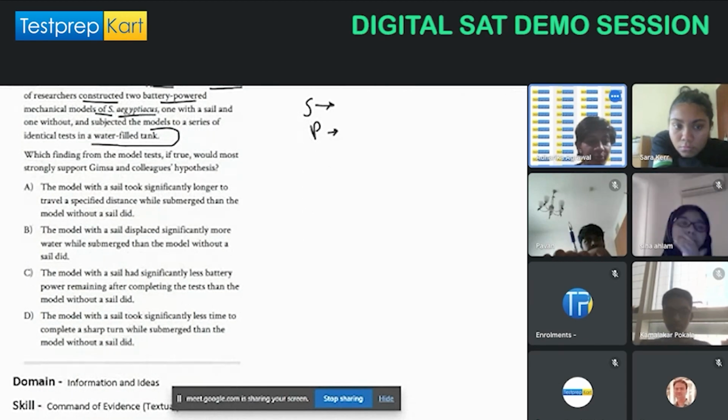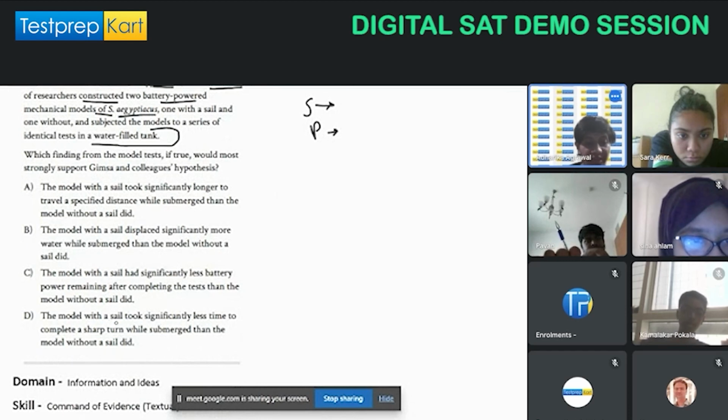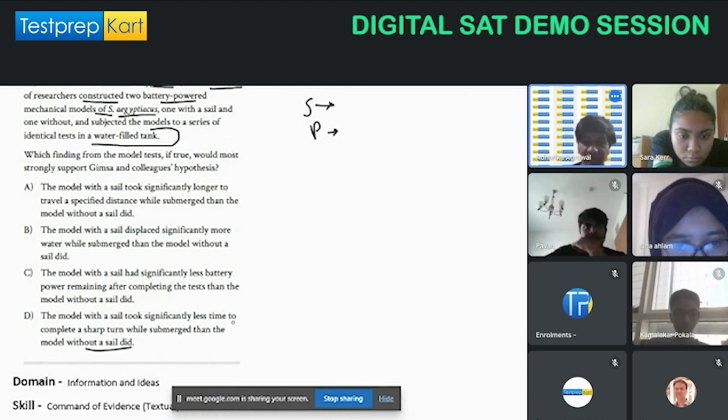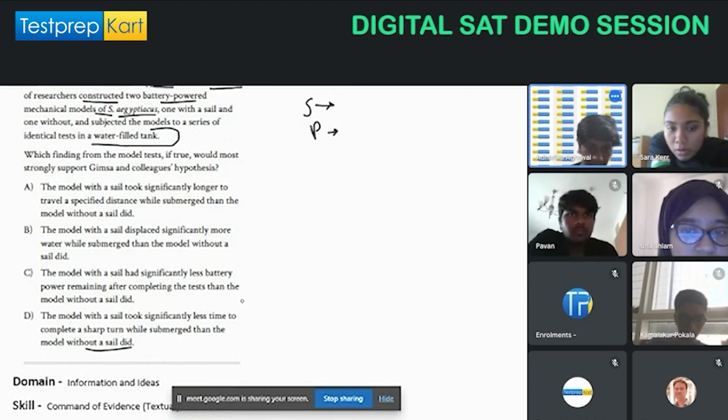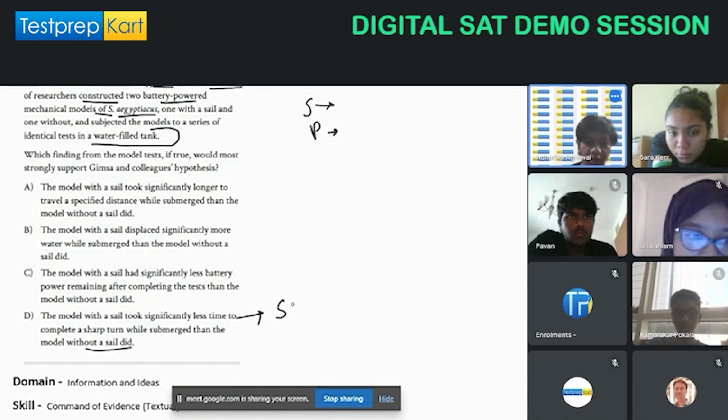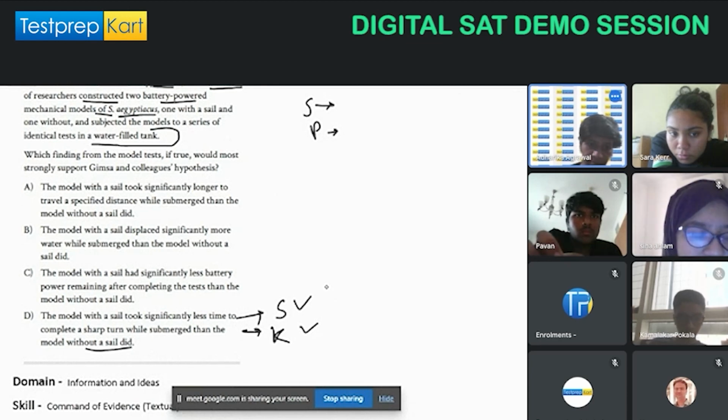The model with a sail took significantly less time to complete a sharp turn while submerged than the model without a sail did. So, how many of you agree with this? I agree with that. Who is this? Sarah. Okay. Anyone else? Kamlaka. Okay. Is there anyone else who wants to go with this? Me too, ma'am, me as well, Pavan. Okay. So, Sarah, did you also say that? Yeah. Okay.